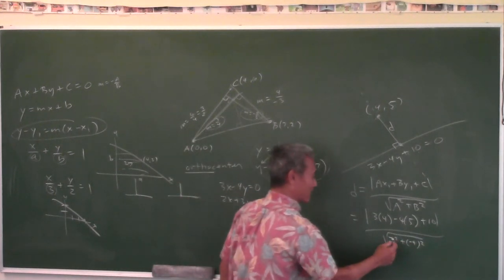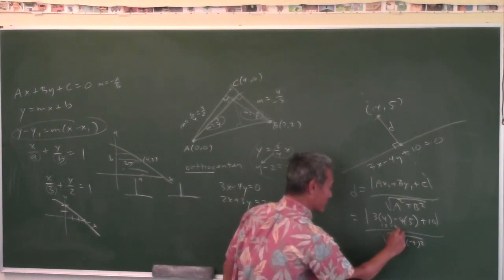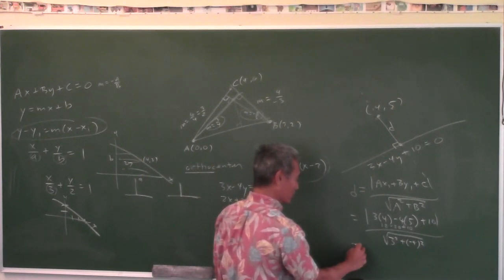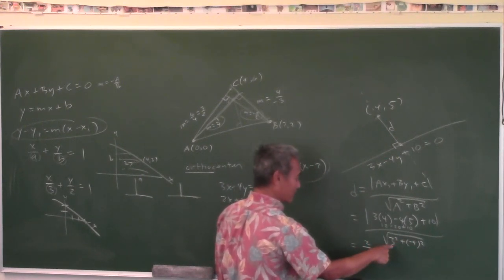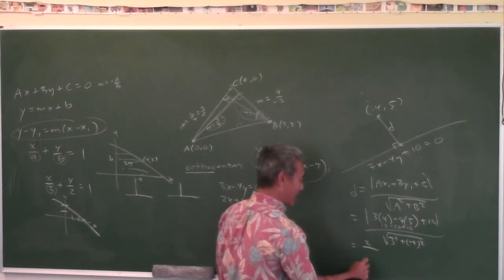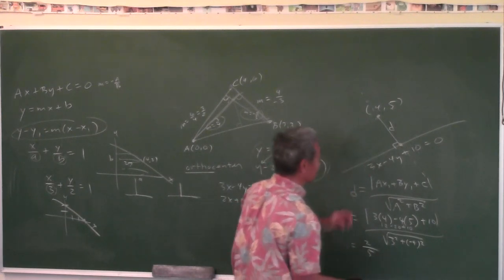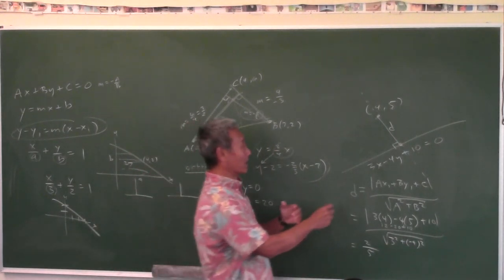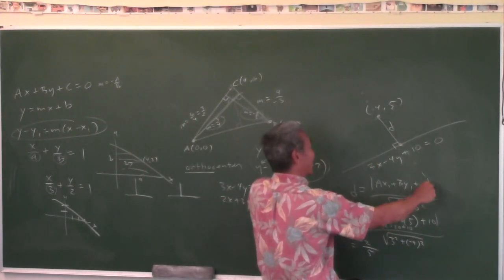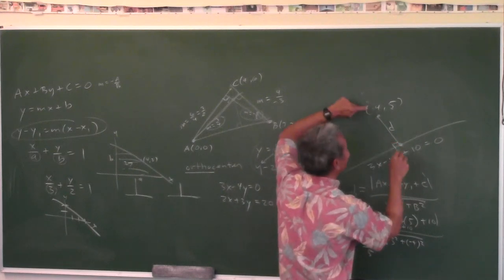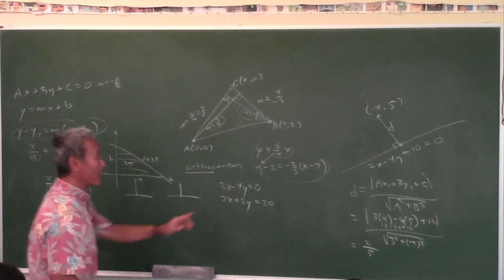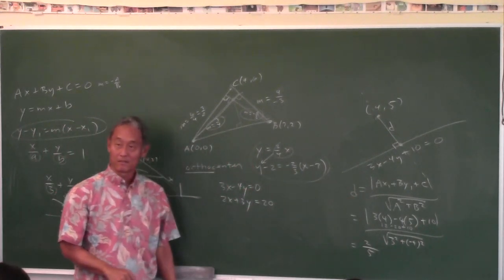So let's compute this now, we just gotta crunch. 12 minus 20 plus 10, what is that? Rhymes with moon. 2. And what's the square root of 9 plus 16? Rhymes with five. There you go. The distance right there is 2/5. Isn't that a lot faster than, I'm gonna write the equation of this line, I'm gonna find where they intersect, and then I'm gonna use the distance formula? Yes, it's way faster. But then again, you gotta memorize the formula. That's the thing.